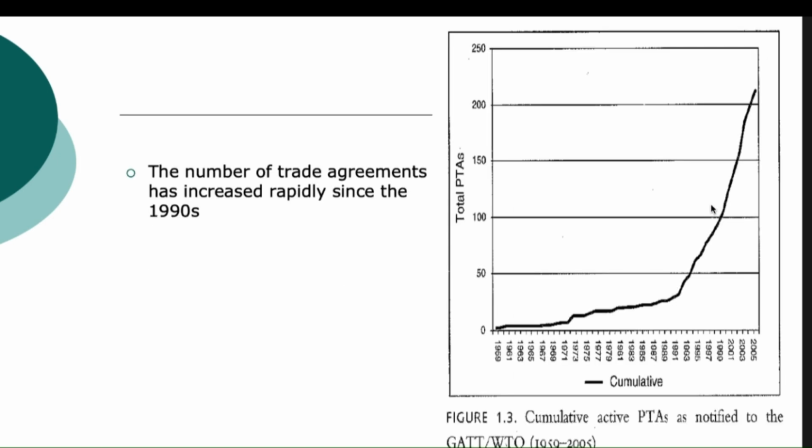Now, trade agreements have become much more popular than they were a few decades ago. So this graph here just shows you that. There's a big exponential rise in the number of trade agreements. They all have to be reported to the World Trade Organization, so it's quite easy to track the number.